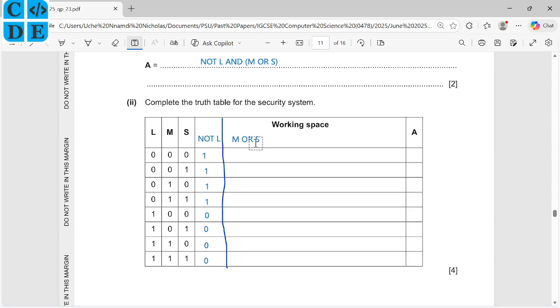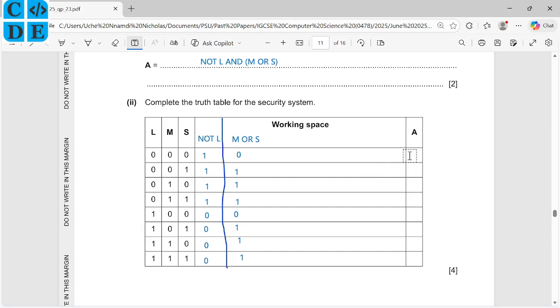Okay, so the next part is for us to do M or S. So the idea is that for the OR gate, if any of them is 1, then the result is 1. If both of them are 1, the result is 1. Only when both of them are 0 do you get 0. Okay, so let's double check just to be sure that we are okay. 0 or 0, 1, 1, 1, 0, 1, 1, 1. So double checking is very, very important because it is easy to make mistakes here.